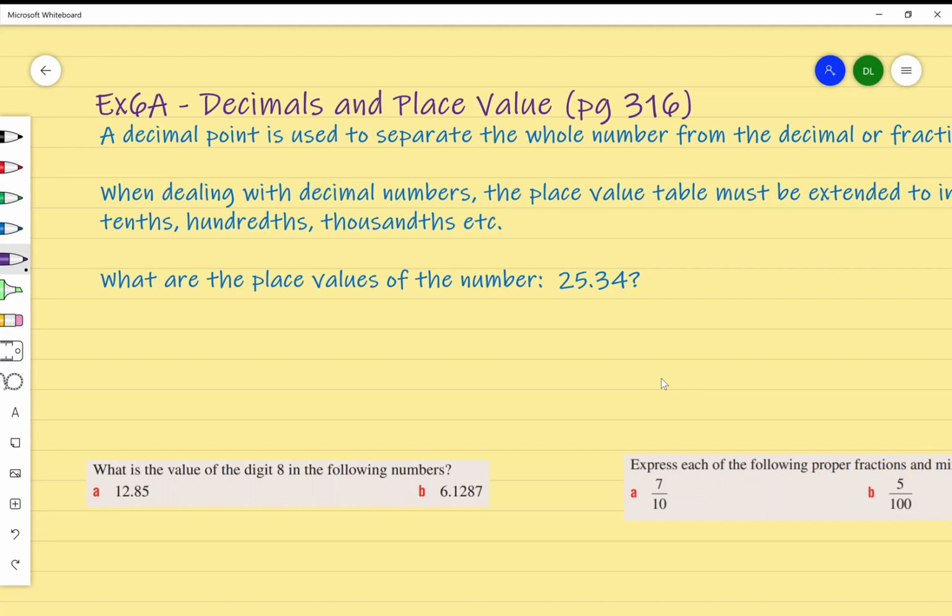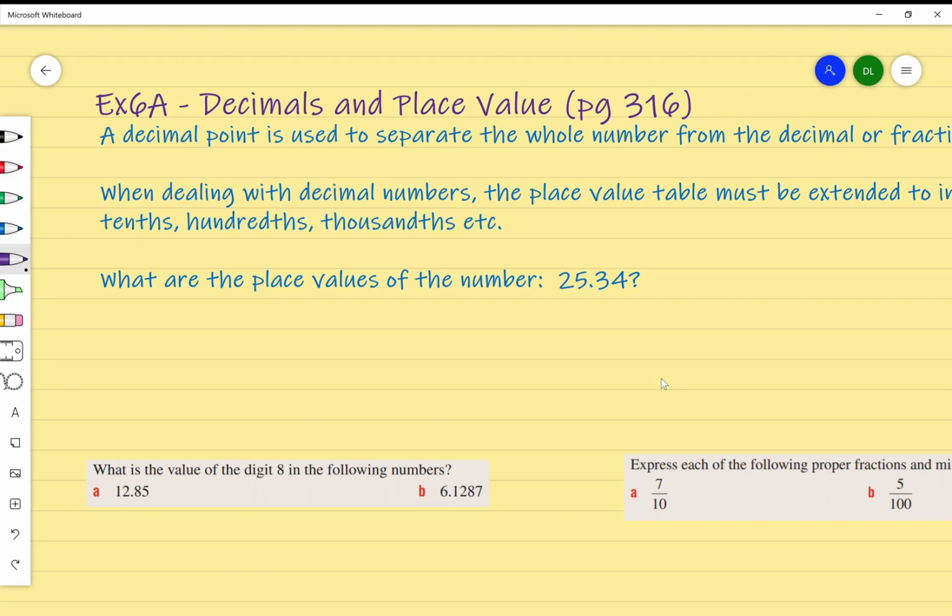This is exercise 6A, an introduction to decimals. On page 316, we're looking at decimals and place value. Something that you guys already know in terms of place value. Can you remind me, what is place value? Xavier, what is place value?